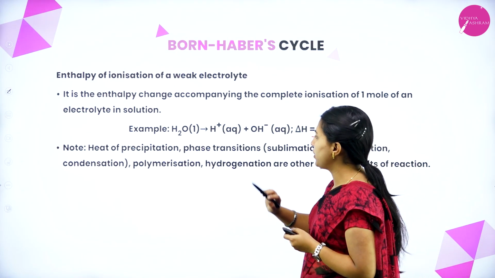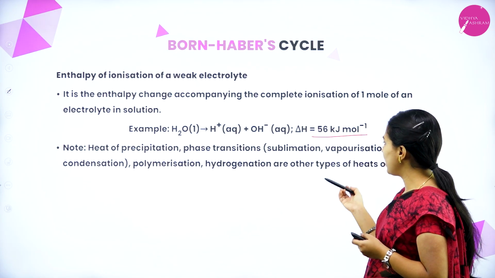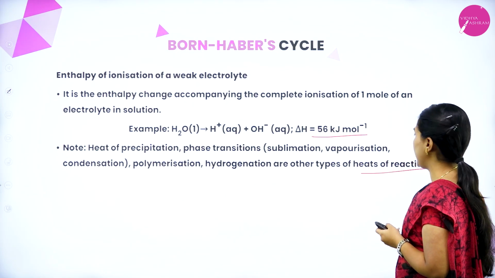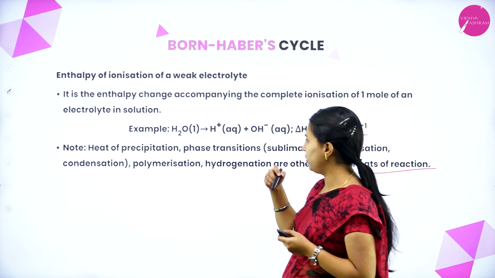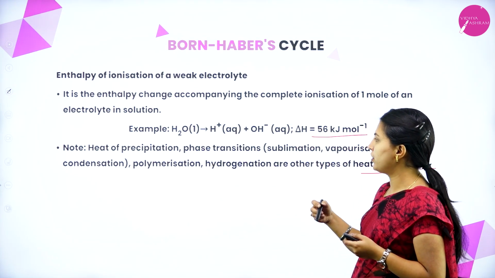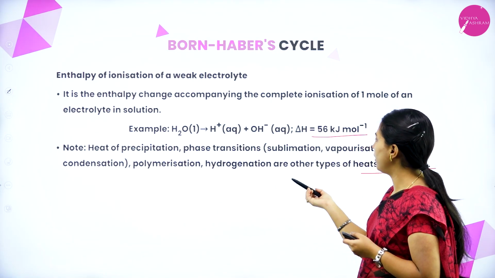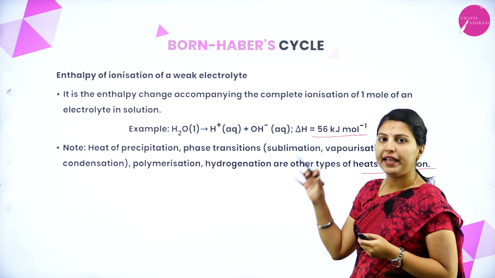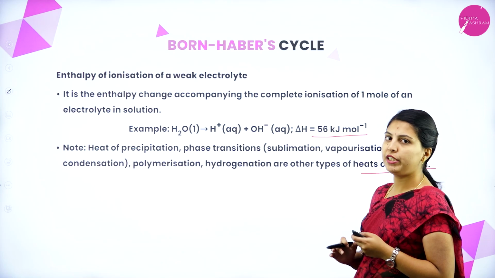Heat of precipitation, phase transitions, polymerization and hydrogenation are other types of heats of reaction. Precipitation and phase transitions like sublimation, vaporization and condensation, as well as polymerization and hydrogenation, need heat supplied, or else these reactions will not take place properly.